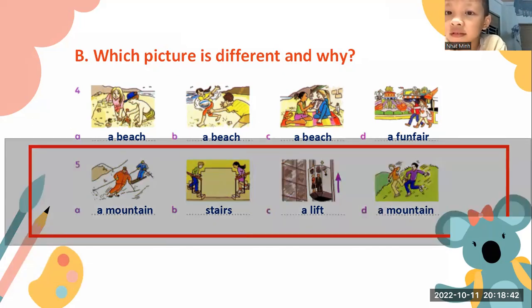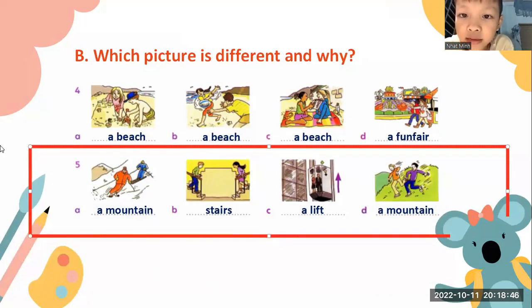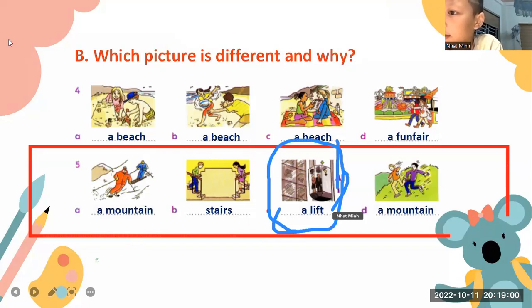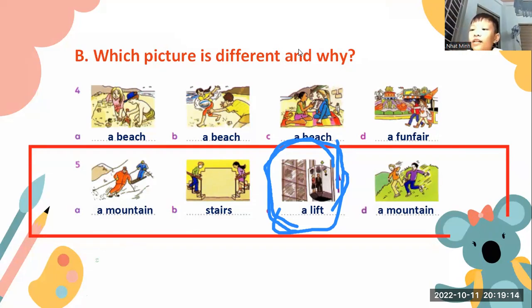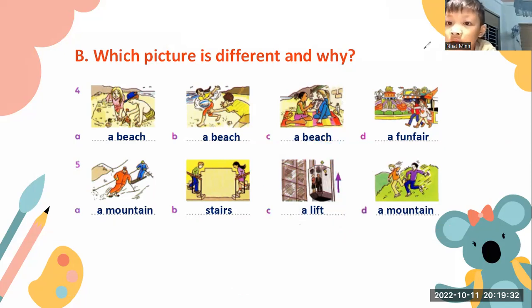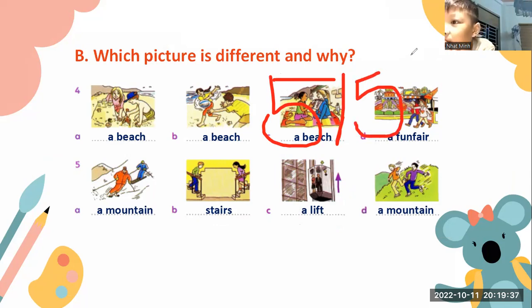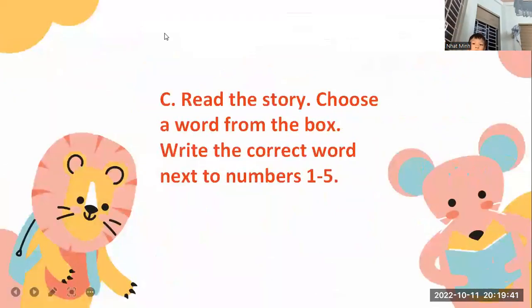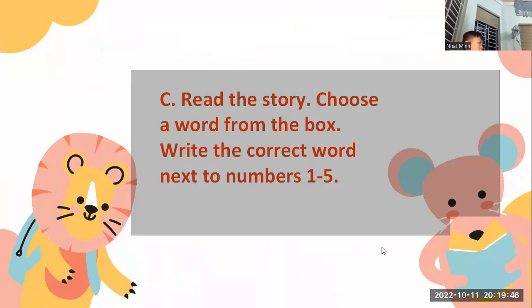Okay, can you please repeat your answer? Which picture is different? A lift. Why? A lift goes very fast, and the stairs and a mountain cannot be fast. Yes, you are correct. The answer is a lift because it's going up, but the two mountains and the stairs are going down. Very good, Min, you got 5 out of 5. You just need to improve in speaking. But it's okay because that is part of learning. So with Teacher AM, we can improve that.